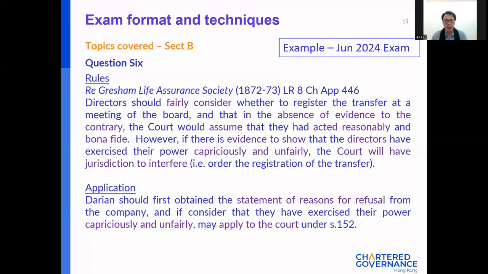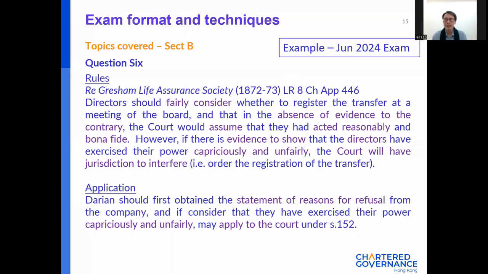Okay? So application. Darian should first obtain the statement of reasons for refusal from the company. You will recall, so far Darian is only notified of the refusal to register a transfer. So Darian can apply under subsection 3, requesting the company to provide a reason. Then in subsection 4, the company should either register a transfer to end the matter or provide a statement of reasons for refusal. Having that information in writing, Darian can consider whether the directors have exercised their power capriciously and unfairly, and if so, can apply to the court under Section 152.